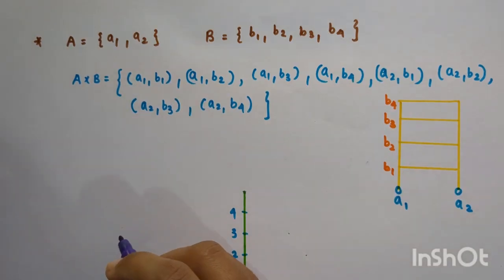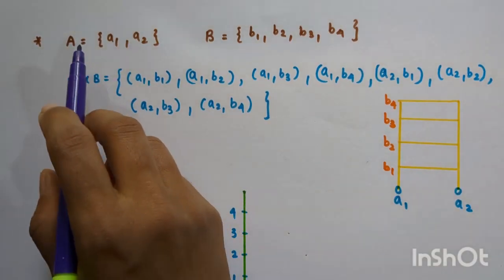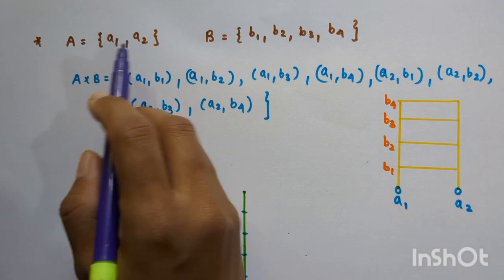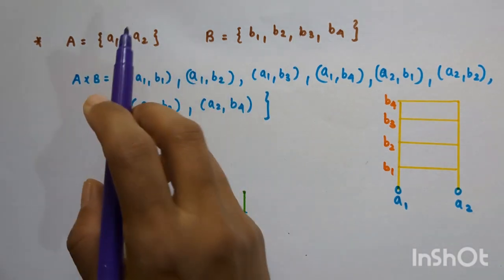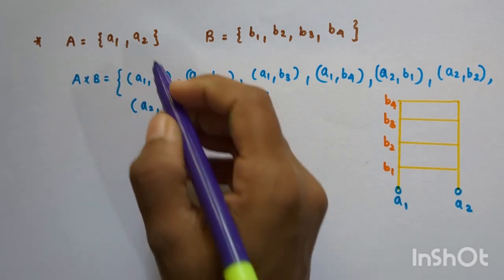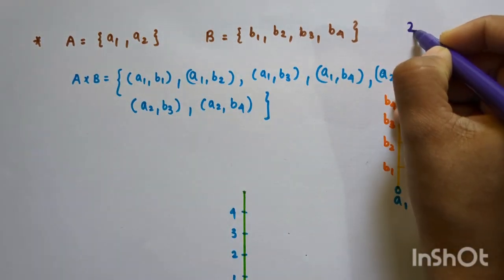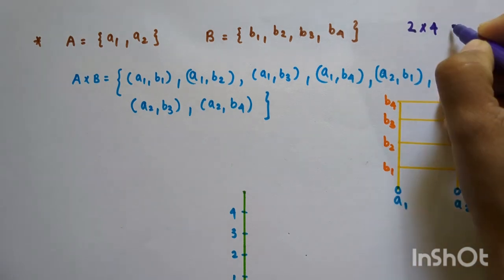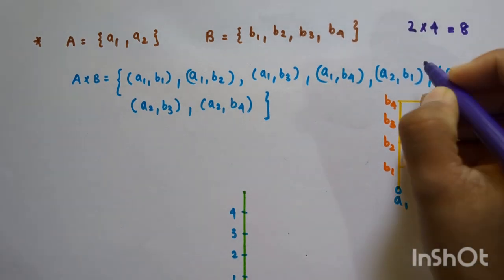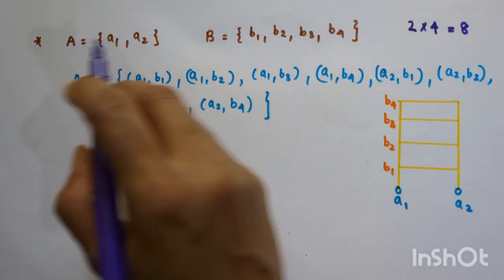Now, let us consider two other sets. Set A has these elements A1 and A2. Set B has these elements. How many elements are there in A? 2 elements. How many elements are there in B? 4 elements. So we are expecting 8 ordered pairs in the Cartesian product of A and B.